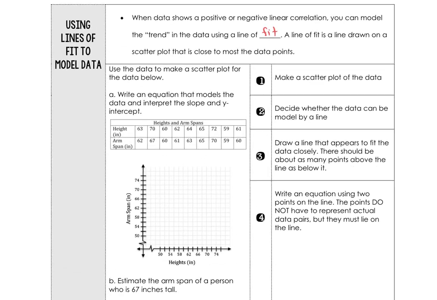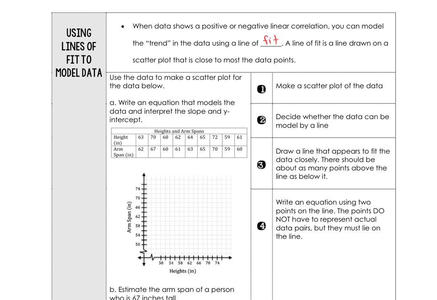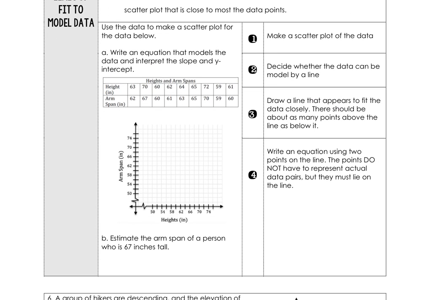So in our example, we're going to use the data to make a scatter plot. And we've got a part A and a part B. Part A says, write the equation that models the data and interpret the slope and y-intercept. And part B is to estimate the arm span of a person who is 67 inches tall. So we'll do part A and part B. I've given you your steps here. Step number one, the first thing we're going to do is make the scatter plot of this data.